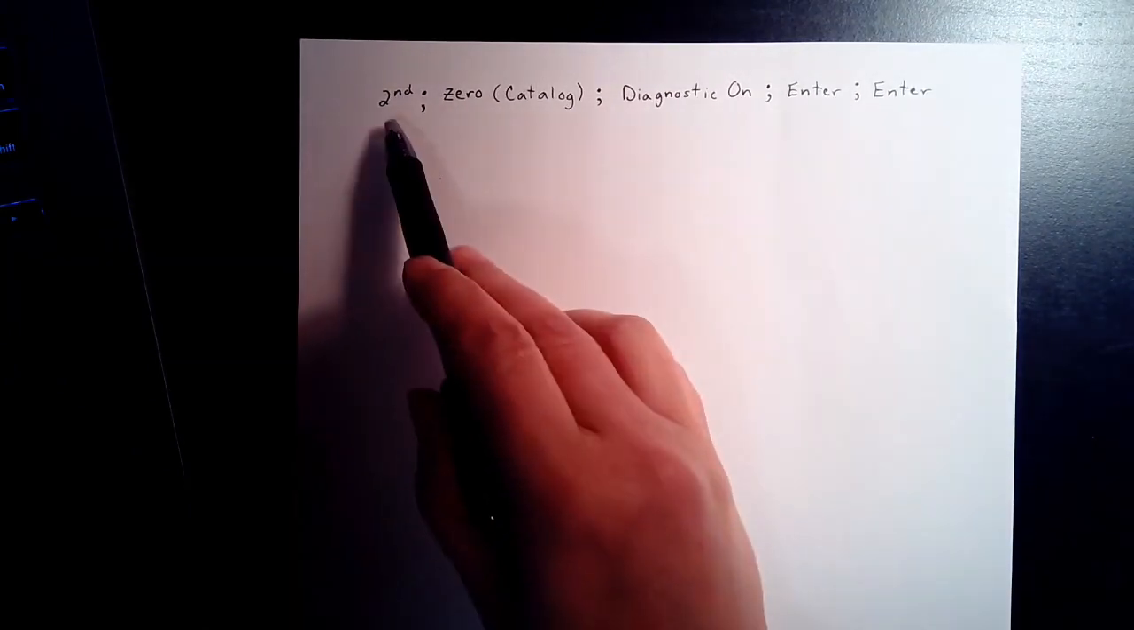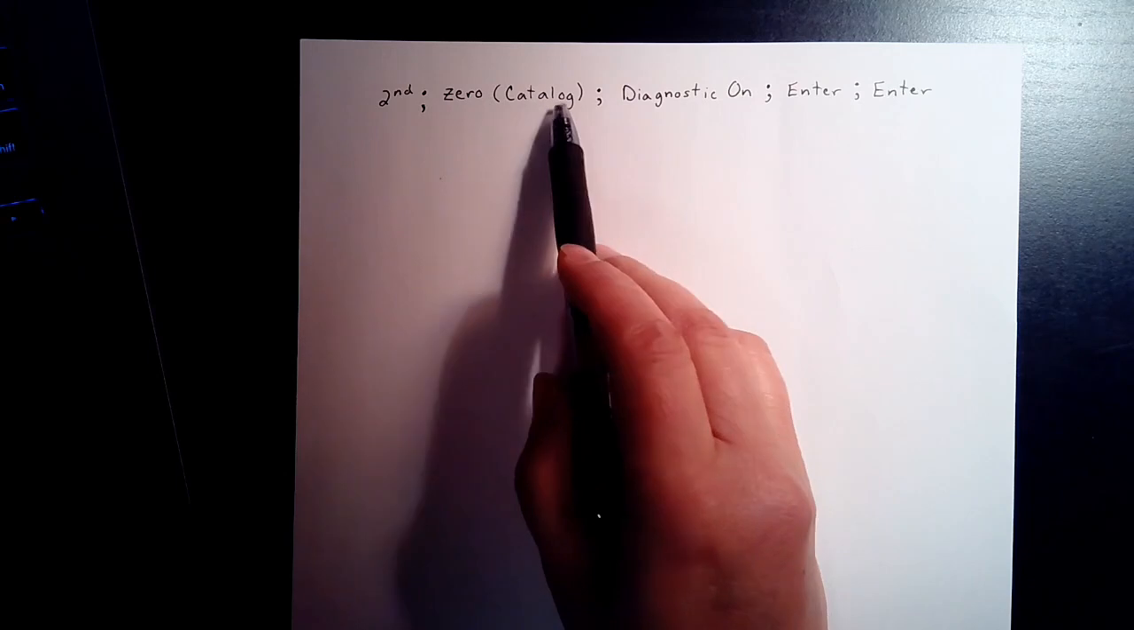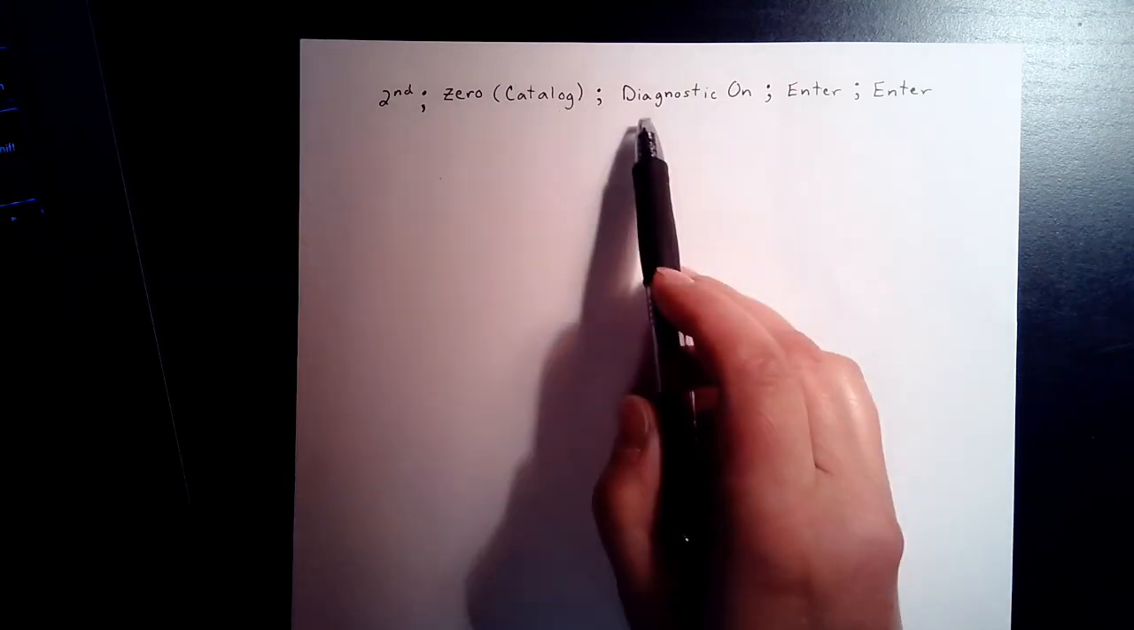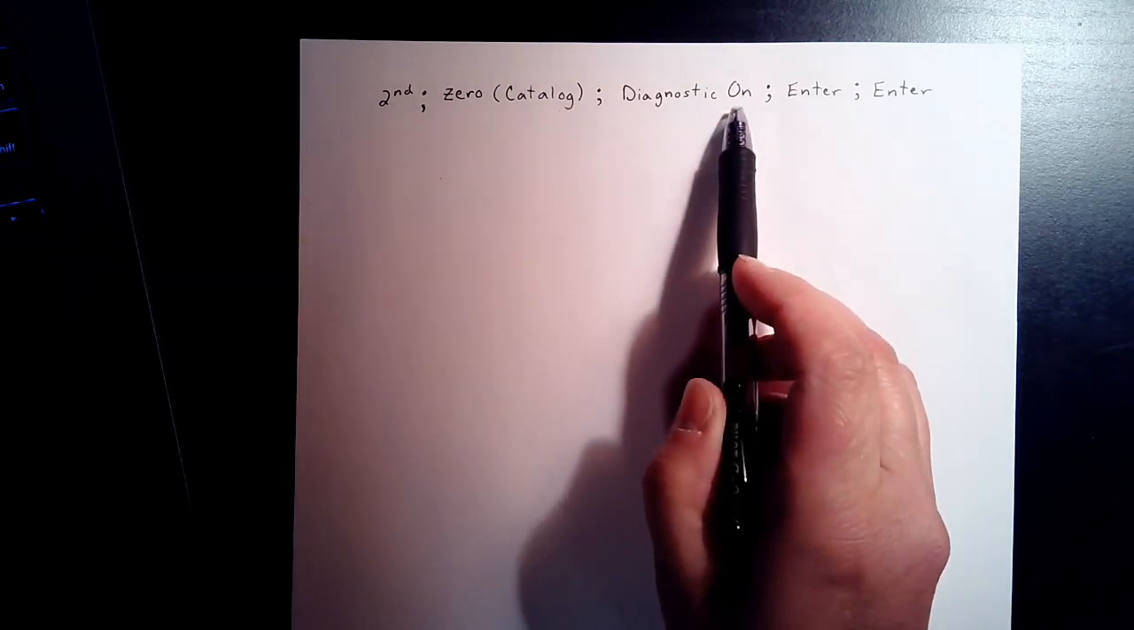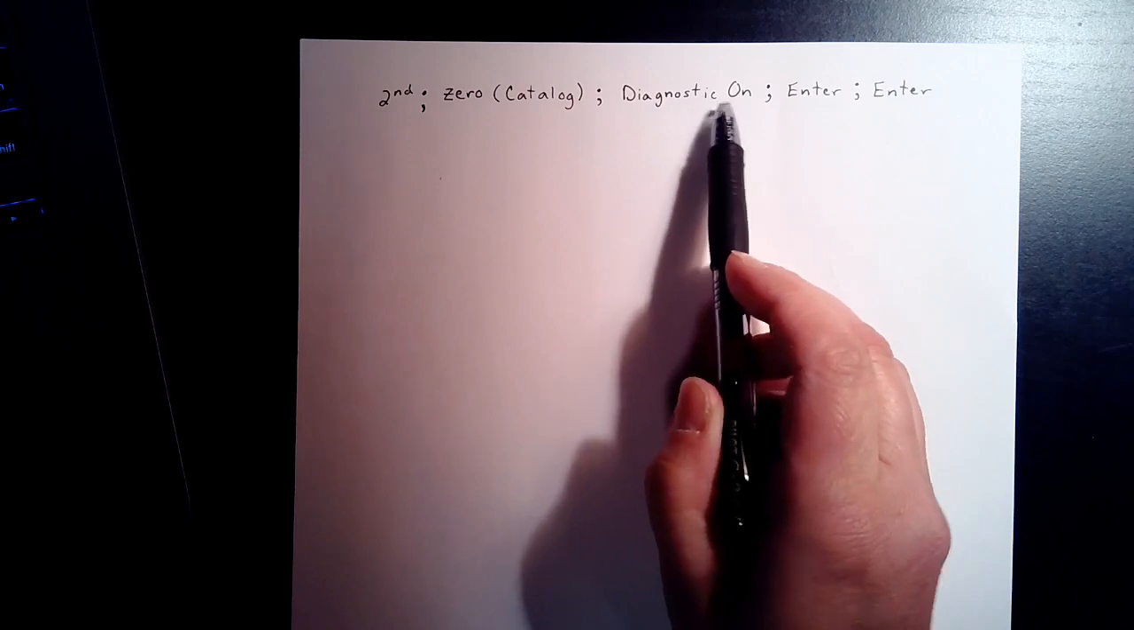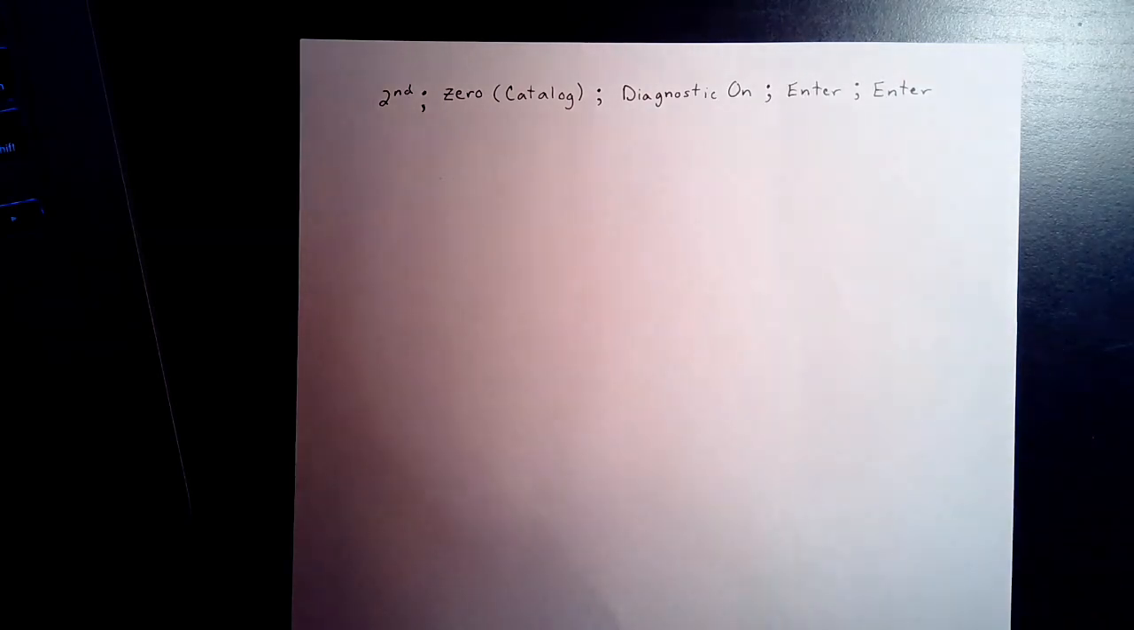So you're going to hit second, then 0 so that we go into the catalog. Scroll down to the diagnostic and the one that says turn it on, then we hit enter 2 times.